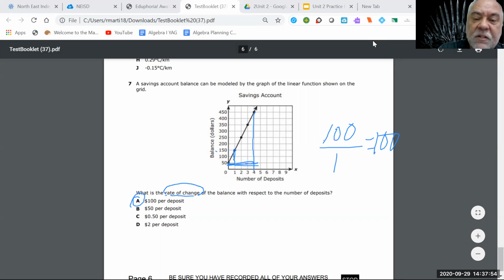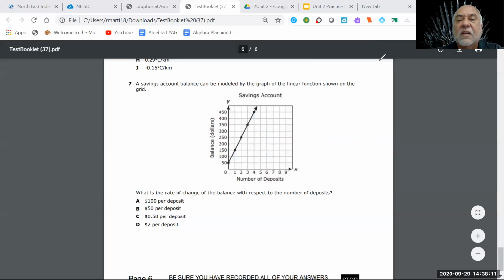Okay, if you did a bigger triangle, you'd say, oh, well, this part is 450 minus 50, so it's 400, over 4 minus 0, over 4. 400 over 4 is still 100, so it's still A. So for a linear function, it doesn't matter what particular points you pick. Okay?